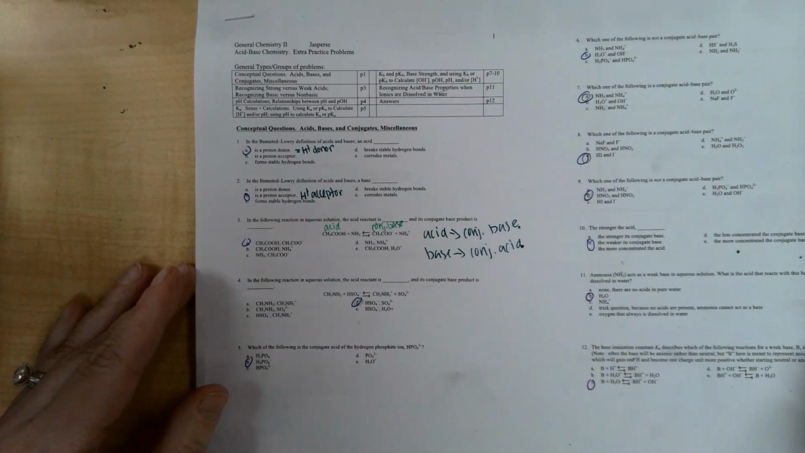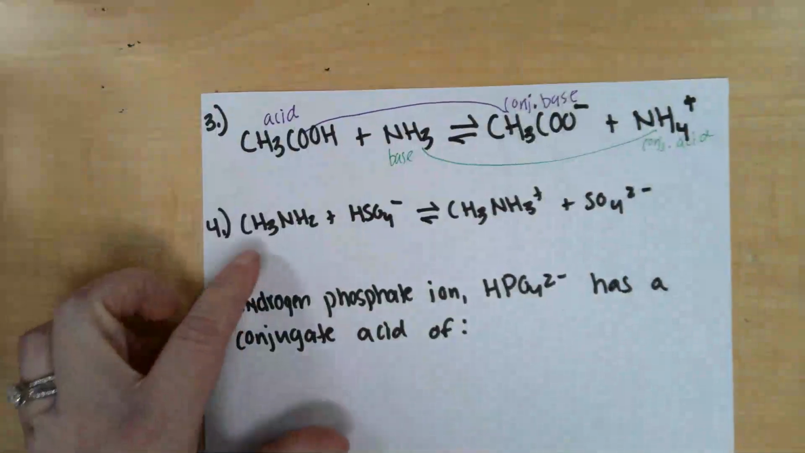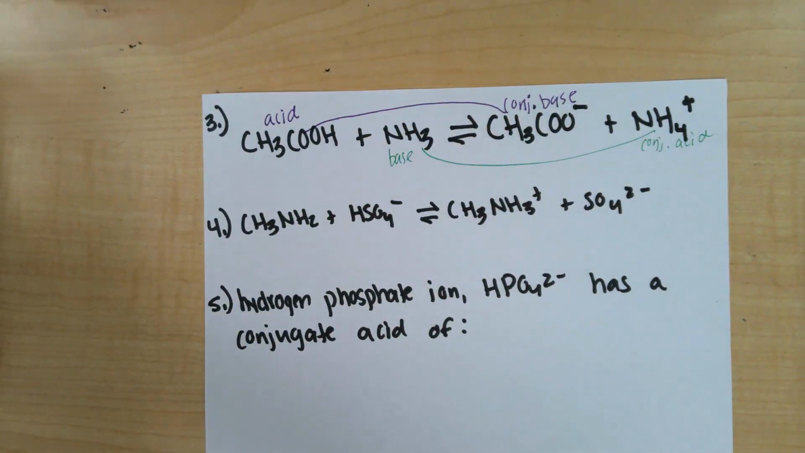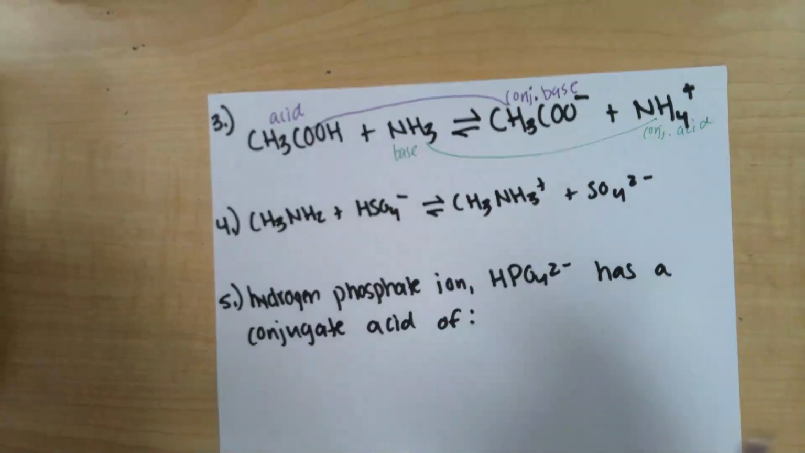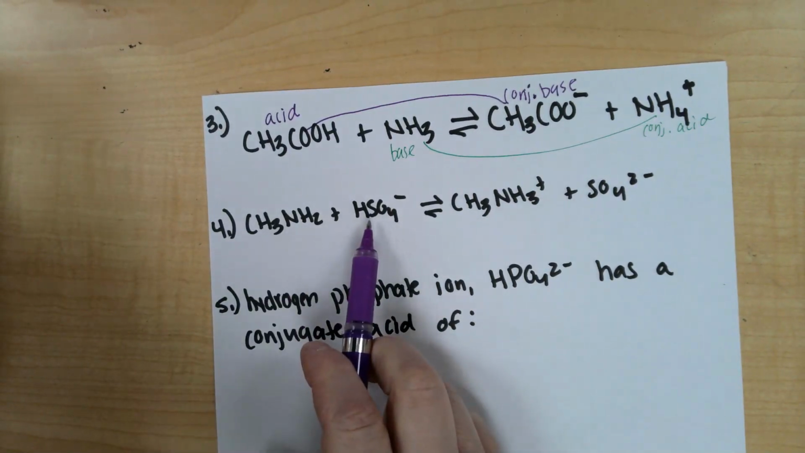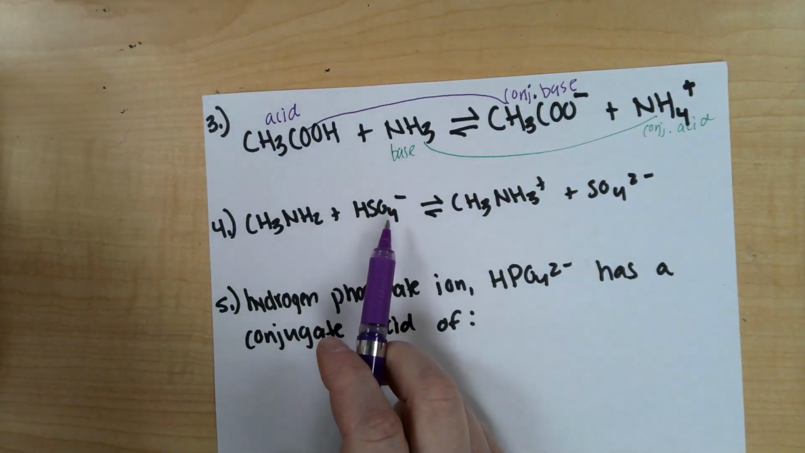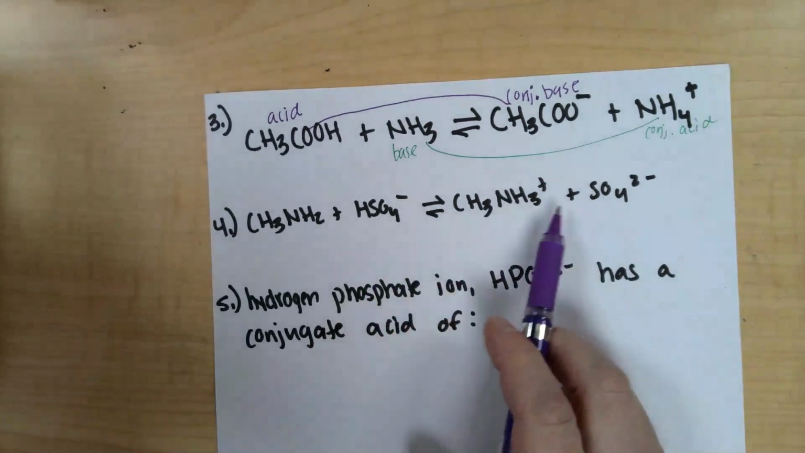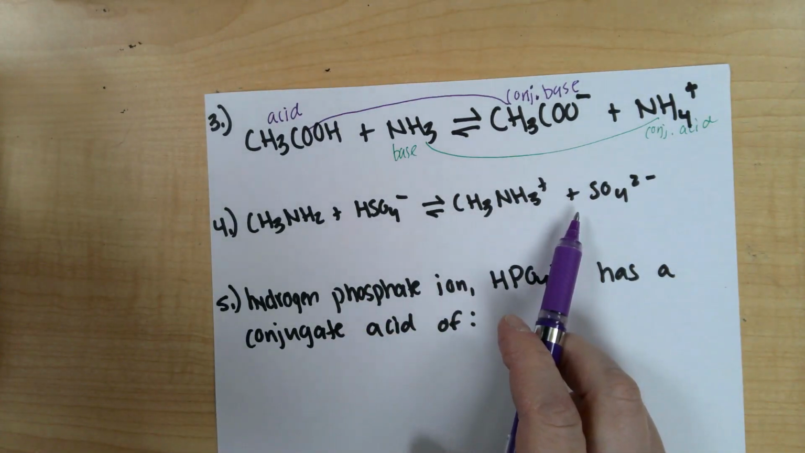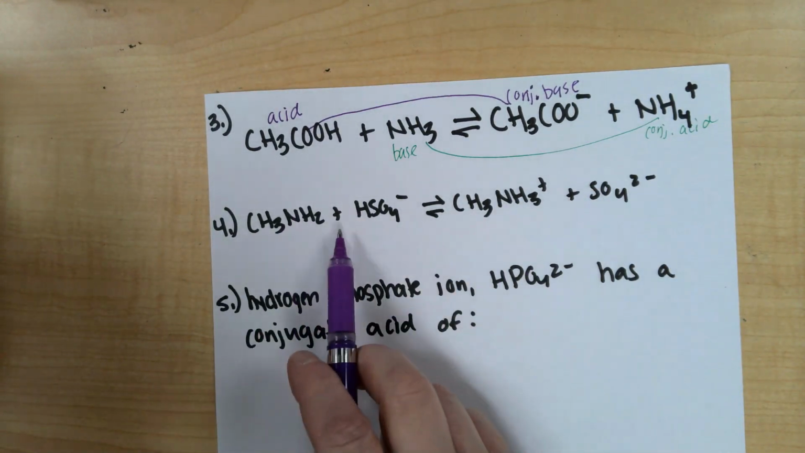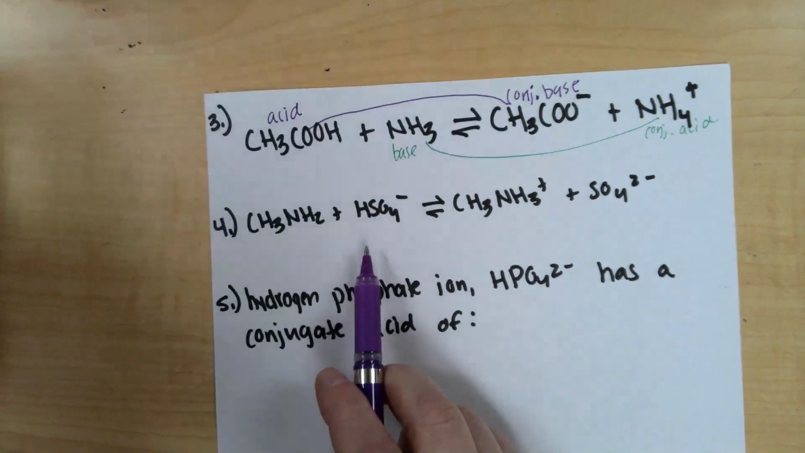So going on to number 4: in the following reaction in aqueous solution, the acid reactant is blank, and its conjugate base product is blank. Again, we're going to do the same thing that we just did in the top question, looking at which one of these lost an H+ and which one gained an H+. So I'm looking at the two products that formed to see which one looks like one of these, but that lost an H+.